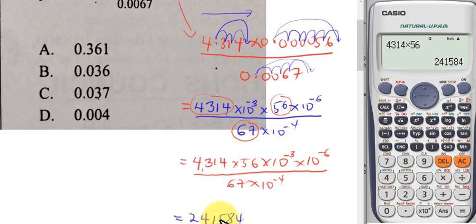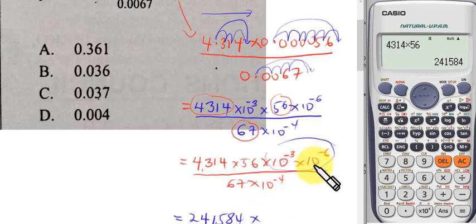Yeah, so 123, so that is 241,584 times. And with these two here, I want to simplify this. So this and that, I have the same base here, and I'm multiplying 10 raised to the power negative 3 by 10 raised to the power negative 6.